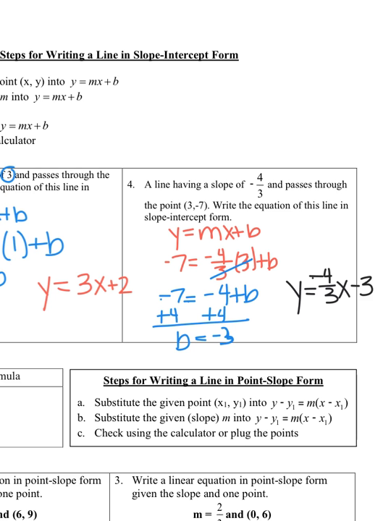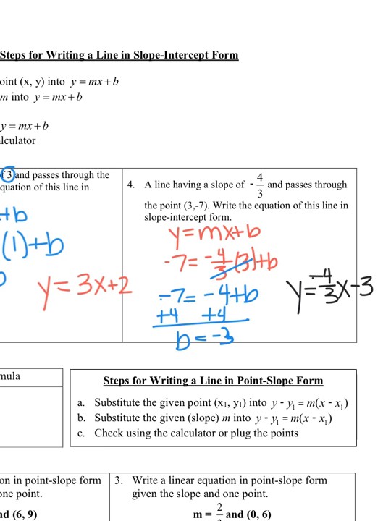Okay, so after working it out and plugging in what you do know about this line, that its slope is -4/3 and that a point it passes through is (3, -7), we're able to calculate the y-intercept as -3 and then plug everything that we need for slope-intercept, specifically the slope and the y-intercept, back into the equation, and we come up with y equals -4/3 x minus 3.